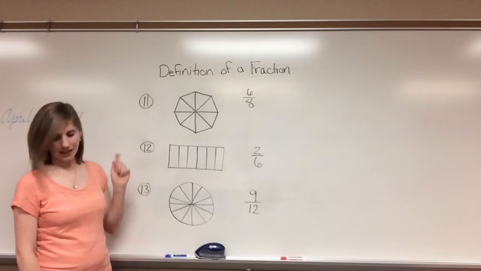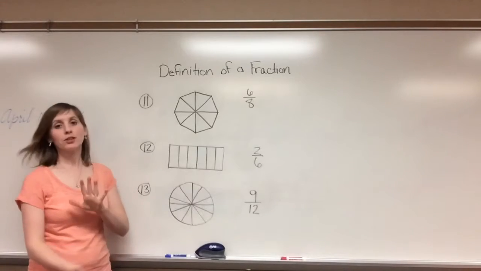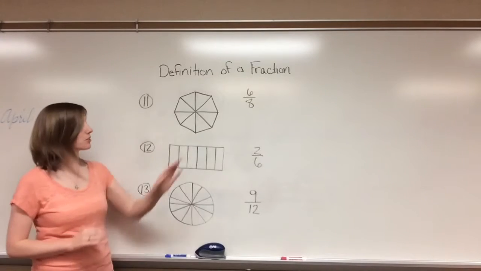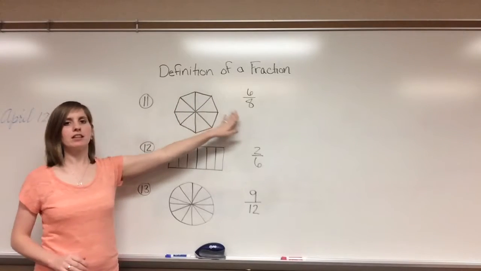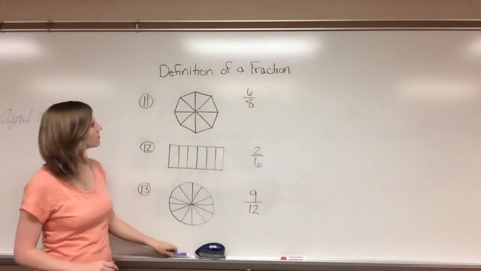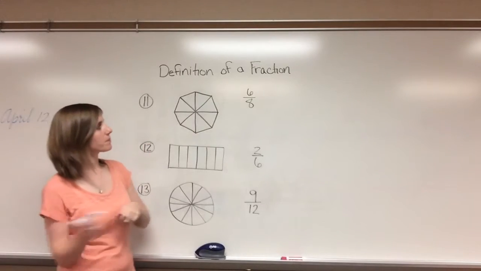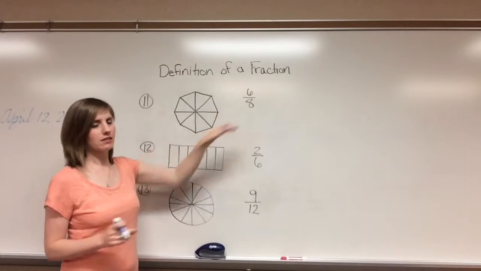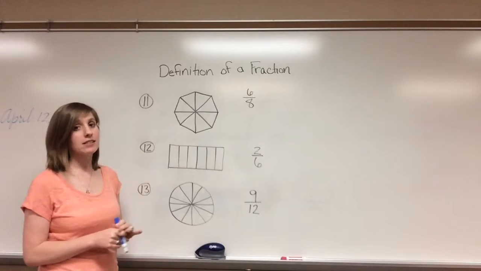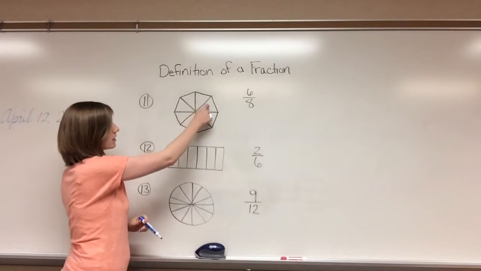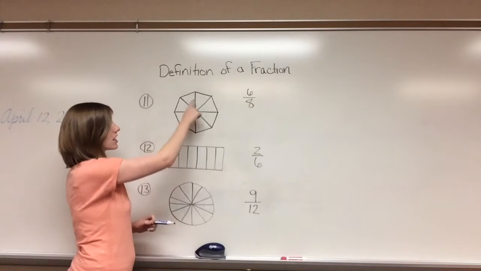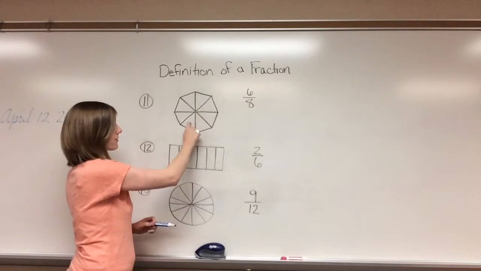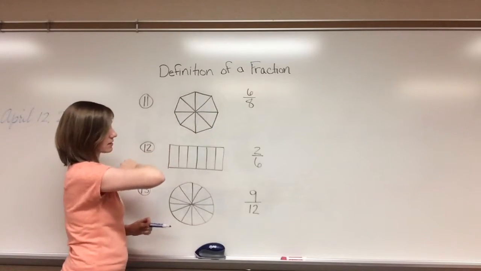For problems 11 through 20, we're actually reversing the problem. All right, so they're going to give you the fraction. You need to shade the area that represents the fraction. So let's look at problem number 11. Our fraction is 6/8. All right, so they're already telling us that it takes 8 pieces to make up the picture, okay? Which if I count around, there are 1, 2, 3, 4, 5, 6, 7, 8 pieces.